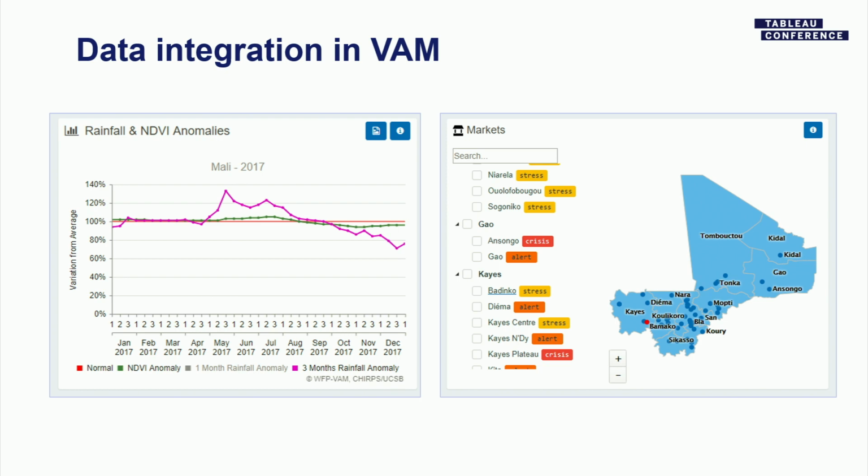The other map highlights market locations in Mali. And again, just a quick visual way to identify the markets that are in crisis.